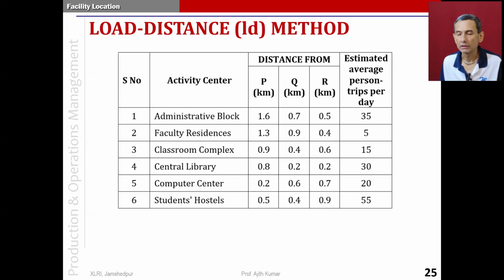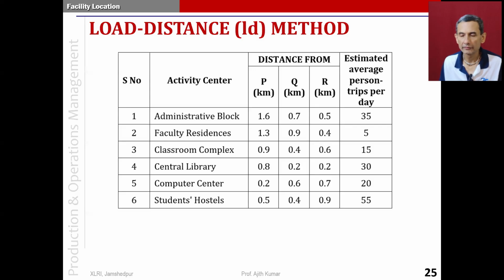We are also told from each of these activity centers how many trips or how many person trips we expect to make to the photocopying center. So you can see here from the administrative block to the photocopying center, we expect 35 trips a day. From the faculty residences, we expect 5 trips a day. From the classroom complex, 15 trips a day, and so on. So these estimated average person trips are given in the last column.